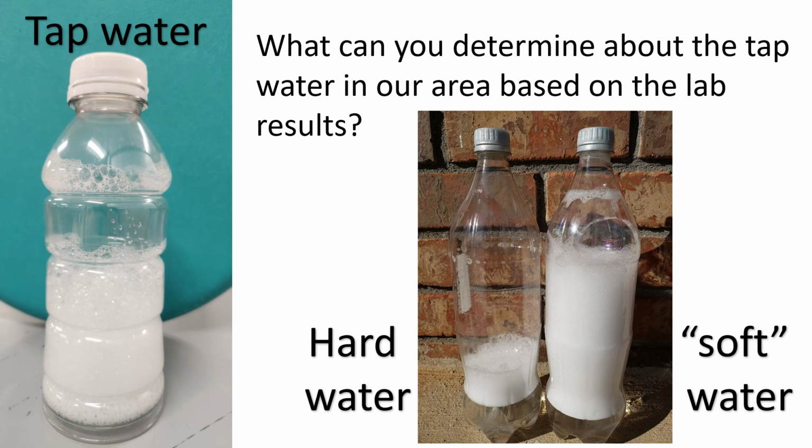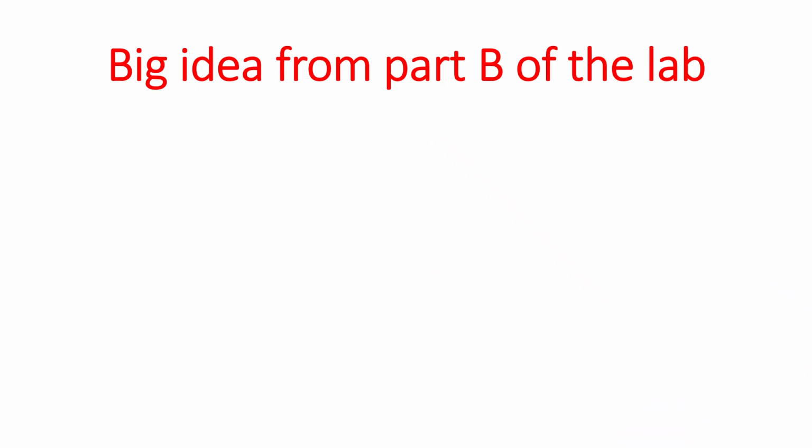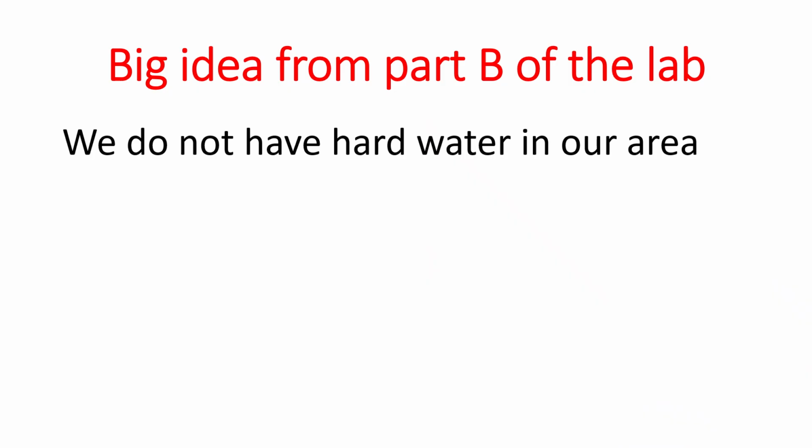So what does that tell us about our tap water? That means our tap water in our area is pretty soft, which kind of makes sense because remember, we don't use a whole lot of groundwater here anyway. We're using river water, and we treat it first. So anything that might be in the water, we take out and we purify. So we have very soft water coming out of our taps. So the big idea from part B is we don't have hard water in our area.